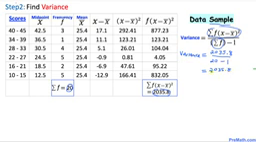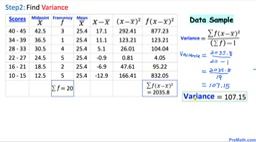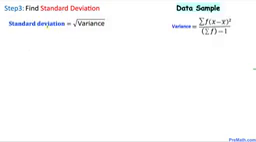2035.8 divided by 19, and that is going to give us 107.15. So thus our variance turns out to be 107.15. And finally, in our step 3, we are going to calculate the standard deviation. And here is the formula that we will be using.